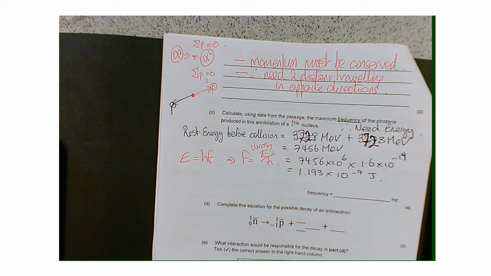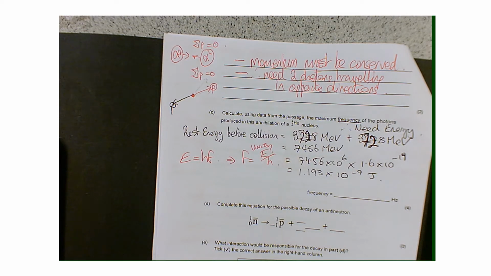So what I've done so far, I found the rest energy of the particles before the collision. I had it in mega electron volts, and I've now changed that into joules. I'm going to be using this equation, E equals hf, to work out the frequency of the photon. So what do I need to do now? I need to do the energy over Planck's constant. Energy over Planck's constant, right. So put this number in and put energy over Planck's constant. Anybody disagree with that?